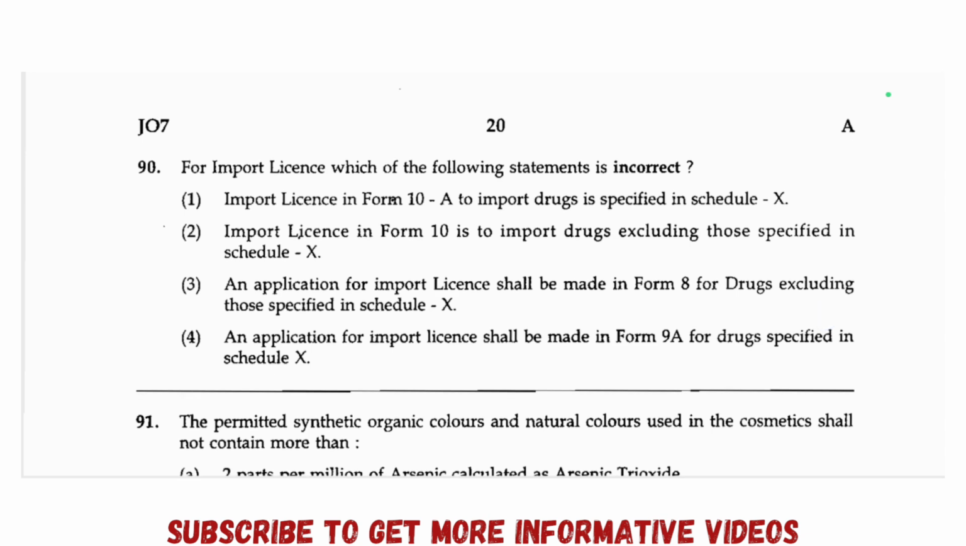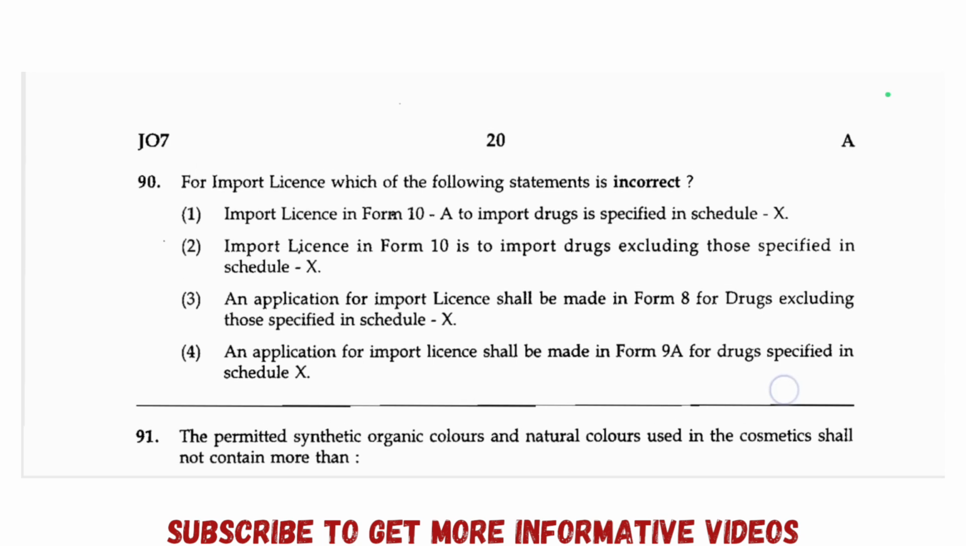Next, for import license, which of the following statements is incorrect? Option 1. Import license in Form 10A to import drugs is specified in Schedule X. Option 2. Import license in Form 10 is to import drugs excluding those specified in Schedule X. Option 3. An application for import license shall be made in Form 8 for drugs excluding those specified in Schedule X. Option 4. An application for import license shall be made in Form 9A for drugs specified in Schedule X. So the correct option is option 4.